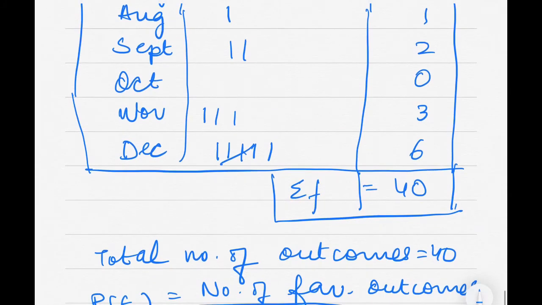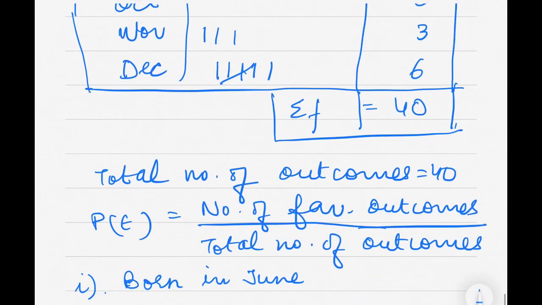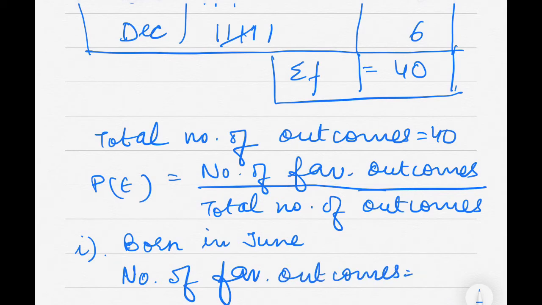So first thing, the total number of students or outcomes is equal to 40. Then I have to write down the formula definitely. So probability of an event is equal to number of favorable outcomes by total number of outcomes. Okay, so now we move to the first part of the question. The first part says born in June, right? We have made the distribution table, and it has been given in the question also. So the total is equal to 40, right?